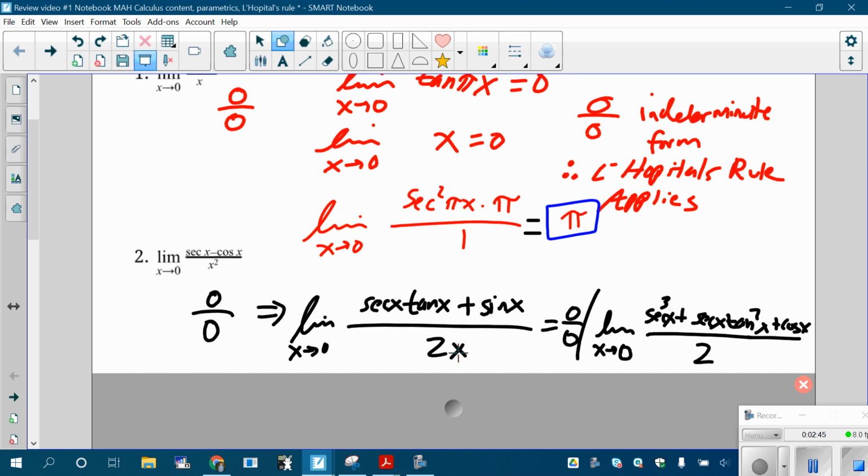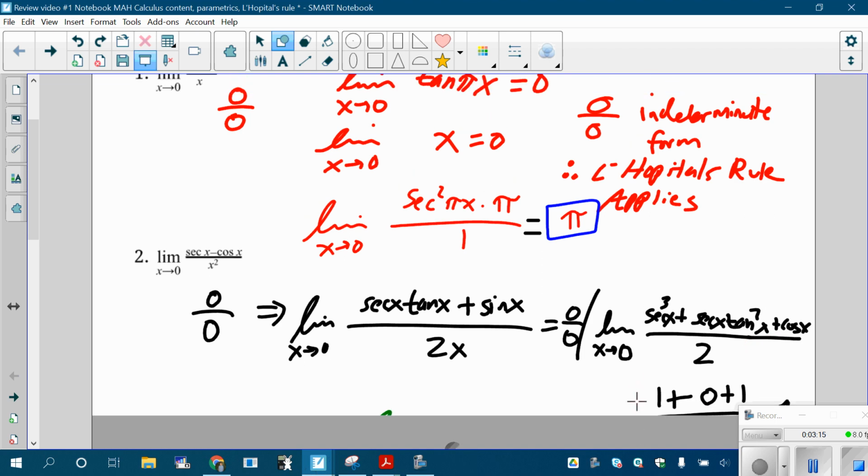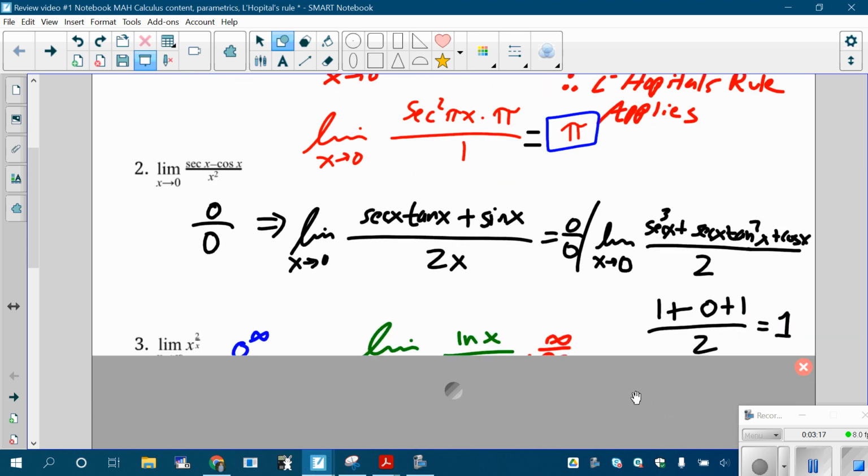Remember, L'Hopital's can be applied as many times as you need it. If you get an indeterminate form, which remember is 0 over 0 or infinity over infinity, those are the 2 indeterminate forms that allow you to use L'Hopital's. If you get it again, do L'Hopital's again. Please be careful about this derivative. I did product rule here: first times derivative of the second plus second times derivative of the first. End up getting secant cubed plus secant tan squared plus cosine. I got 2 in the denominator. I did direct substitution. And I got 1.